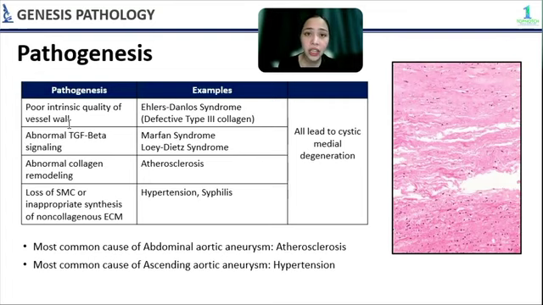If the intrinsic quality of the vascular wall of the connective tissue is poor, like in Ehlers-Danlos syndrome, if there is abnormal transforming growth factor beta, as seen in Marfan syndrome, because there is a problem in your fibrillin, so there is a problem with the sequestration of your TGF beta. It can also be seen in cases of abnormal collagen remodeling and when the vascular wall is weakened through the loss of smooth muscle cells, like in syphilis. So the most common cause of aneurysms in the abdominal aorta is atherosclerosis. In the ascending aorta, it's hypertension.